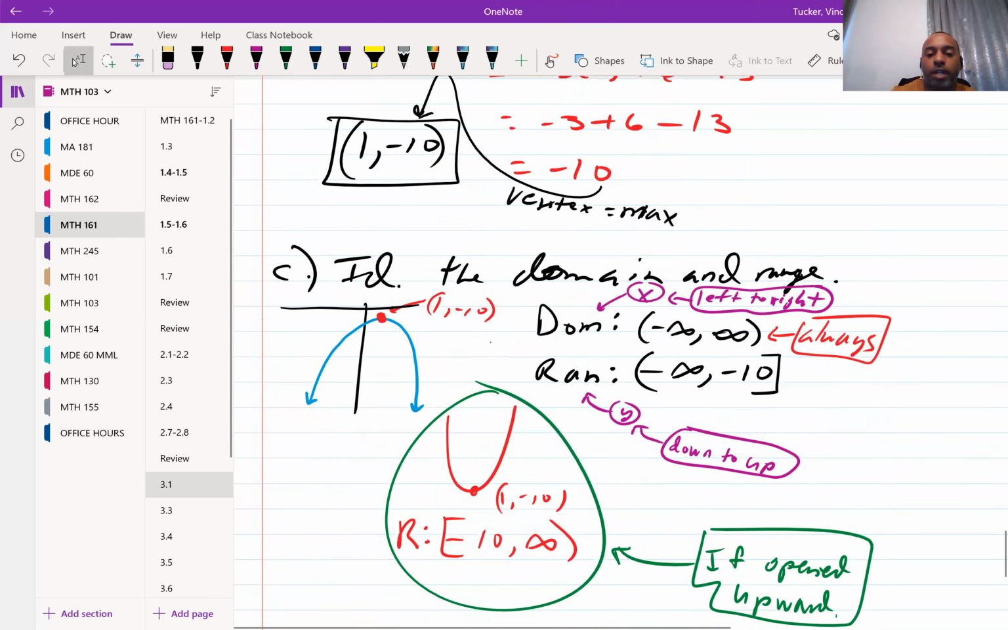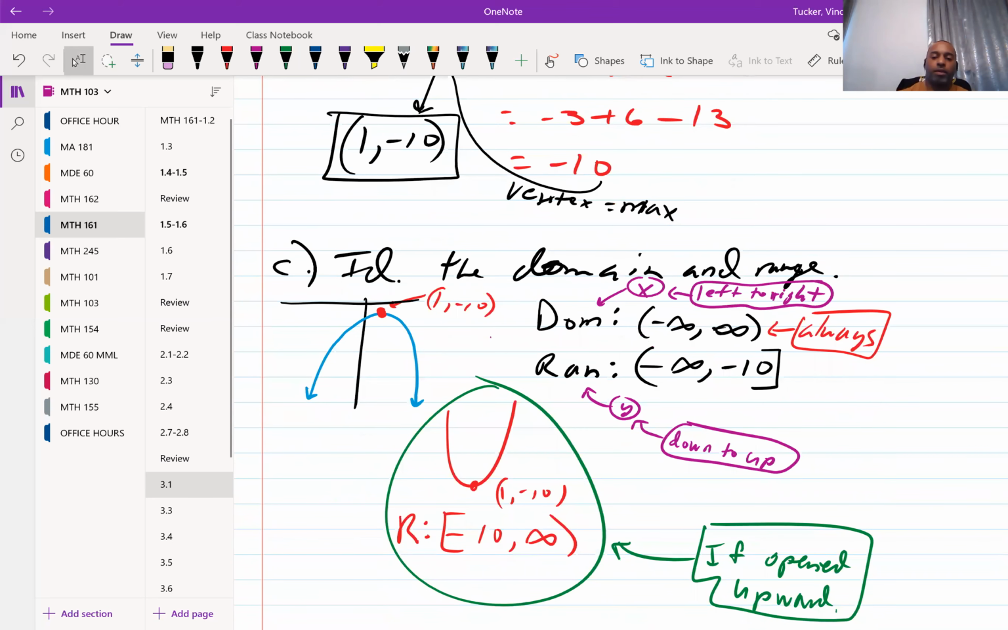And so in that green circle, notice I put up there, if it opened upward, that means we have a minimum and our lowest value will be negative 10. So we go negative 10 up. So that's why you will have negative 10 to infinity. So that's the difference between having your parabola opening downward versus opening upward. If it's opening downward, that means you're going to start with negative infinity up to your vertex. If it opens upward, that means you start with your vertex and then go up to positive infinity.